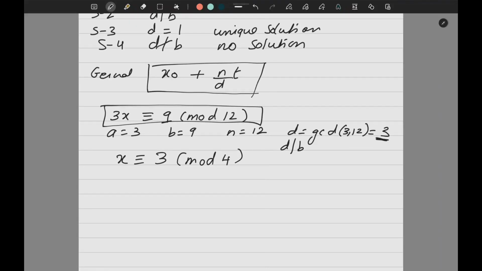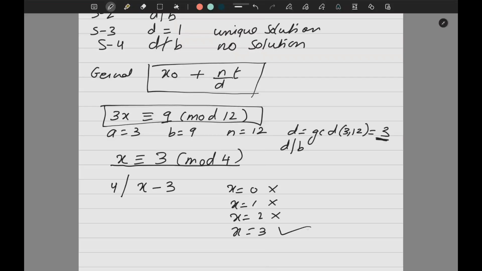Now, if you observe this, what is the meaning of this statement? If you go by the definition of congruence, it means that 4 divides x minus 3, right? Now let us try to put different values of x. If I put x as 0, 4 is not dividing minus 3, so not working. x equal to 1, not working. x equal to 2, not working. x equal to 3, I am getting 0. Yes, 4 divides. So my one solution is 3.